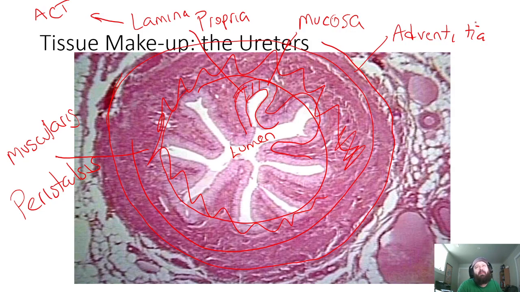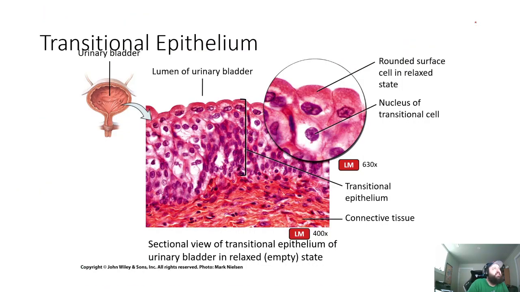The one term I wasn't sure if you were familiar about was the transitional epithelium that defines the mucosa layer of the ureter. Transitional epithelium is the predominant type of epithelium found in the urinary system. So it's found within the urinary bladder, it's found within the ureter, and it's found within the urethra as well. It's a little bit different than other epithelial groupings.